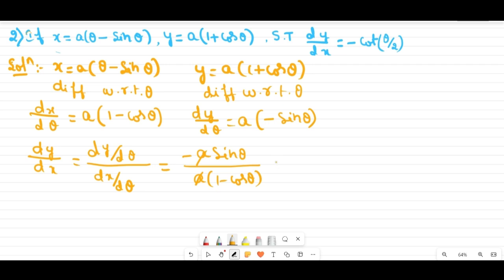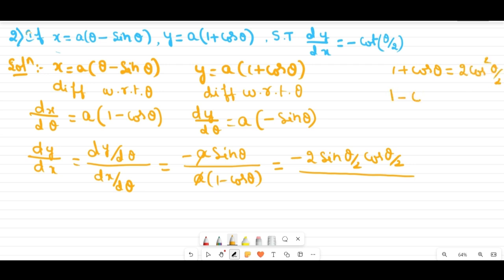For sin theta, I will apply the half angle formula, 2 sin theta by 2 cos theta by 2, whole divided by. We know in the previous problem we had 1 plus cos theta. Please always remember, if it is plus, it is 2 cos square theta by 2. If it is 1 minus cos theta, then the function is in terms of sine, that is 2 sine square theta by 2. So just write down that formula. Whichever term will get cancelled, you just cancel it. 2 and sine function will get cancelled. Remaining is cos of theta by 2 divided by sine of theta by 2.